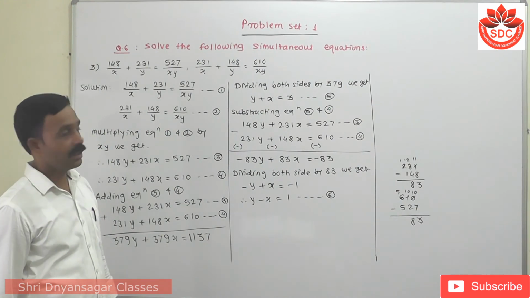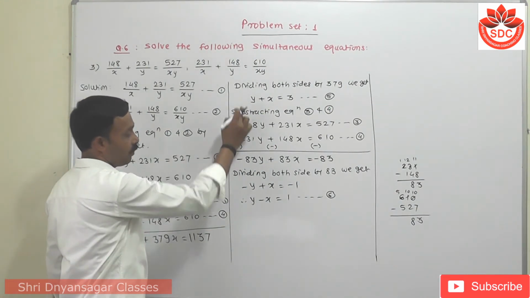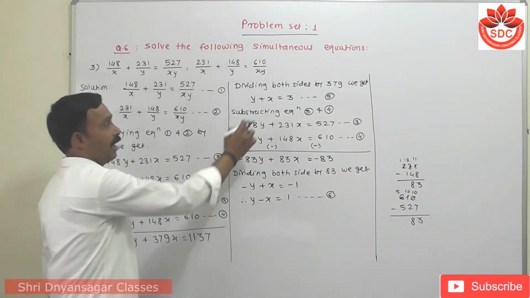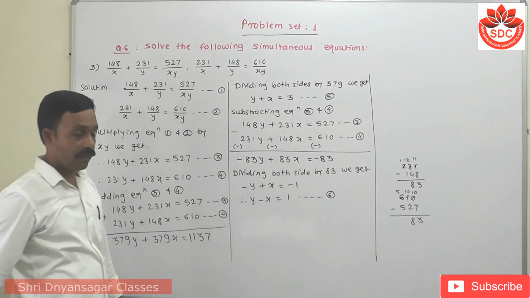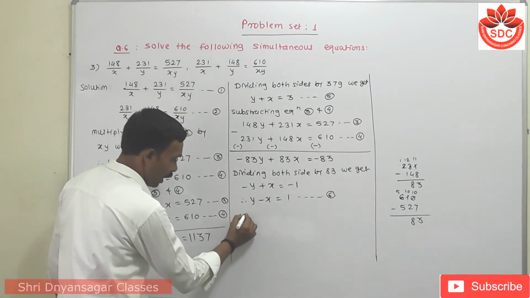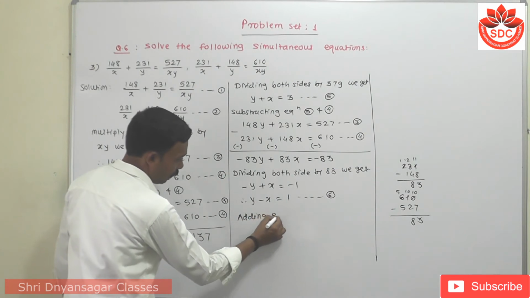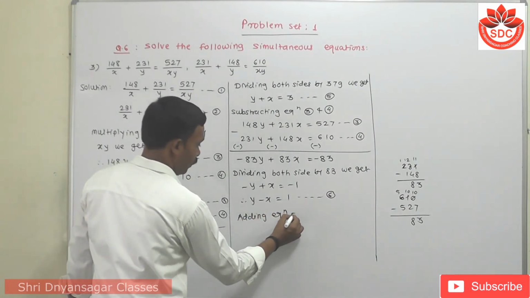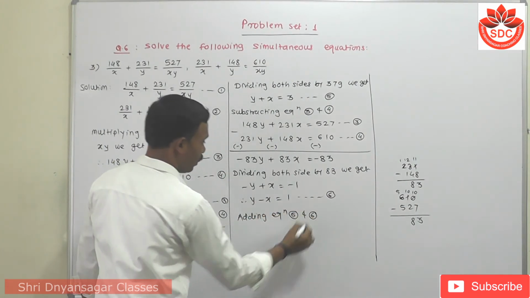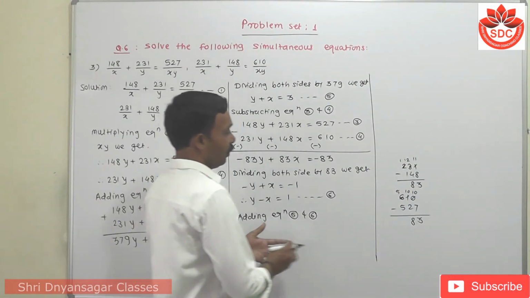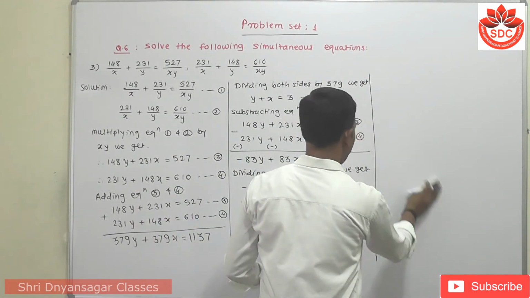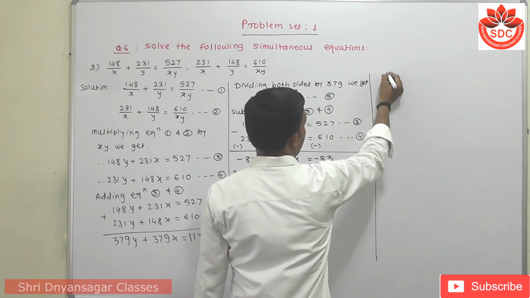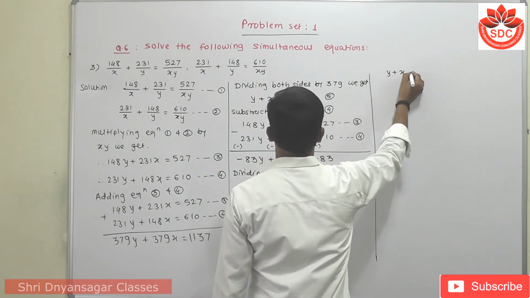Can you understand this? Then observe carefully equations 5 and 6. Here x is plus, here x is minus. If we add them, so I have to write here: adding equations 5th and 6th we have. Now we take this addition here. The fifth one is y plus x is equal to 3.